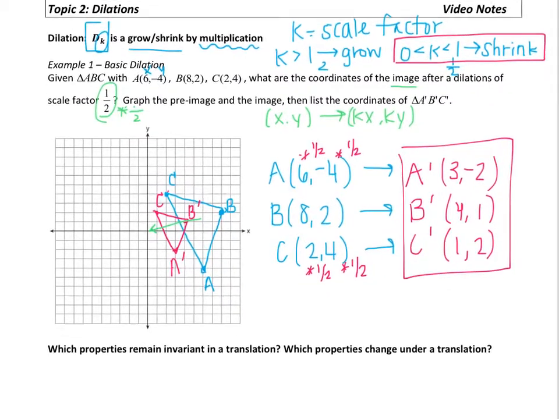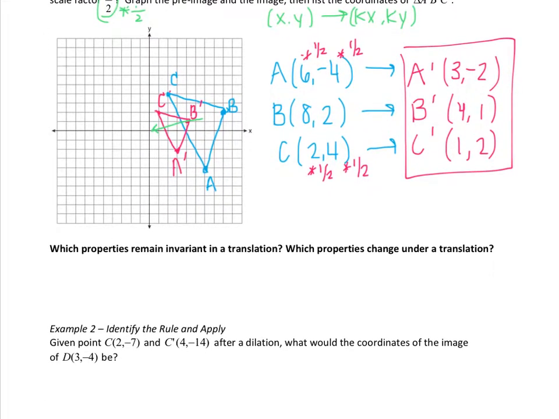We are asked what properties remain invariant in this dilation. When asked what properties remain invariant, remember that just means stays the same. What properties stay the same in a dilation? One of those properties that we could list here could be shape. Another could be angle measure.